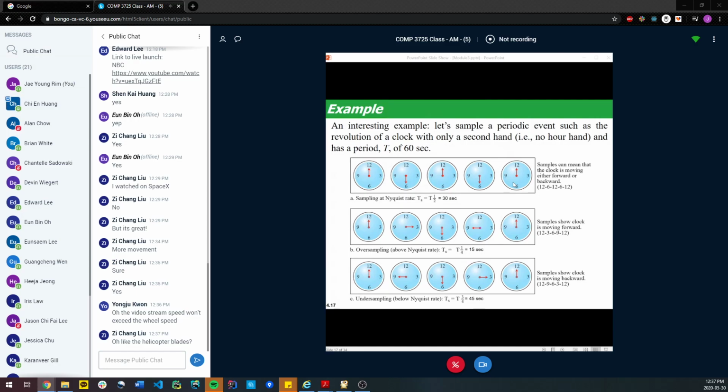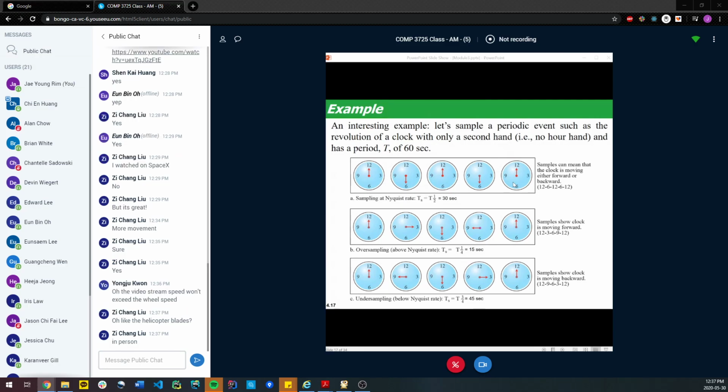Helicopter blades, usually you're seeing that on television or in person. In person, do you see the blades spinning backwards? Okay, so what is the limit of the human eye then? I'm going to leave that for you to find out. There is actually a limit in terms of sampling for the human eye.